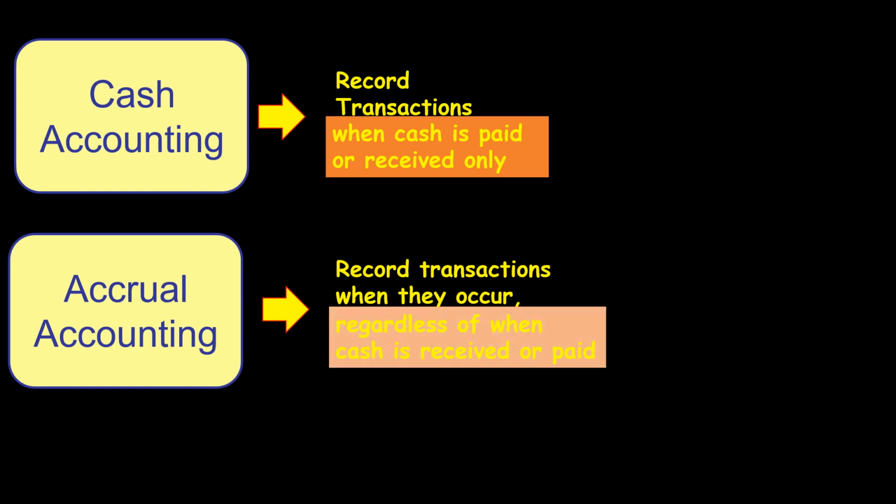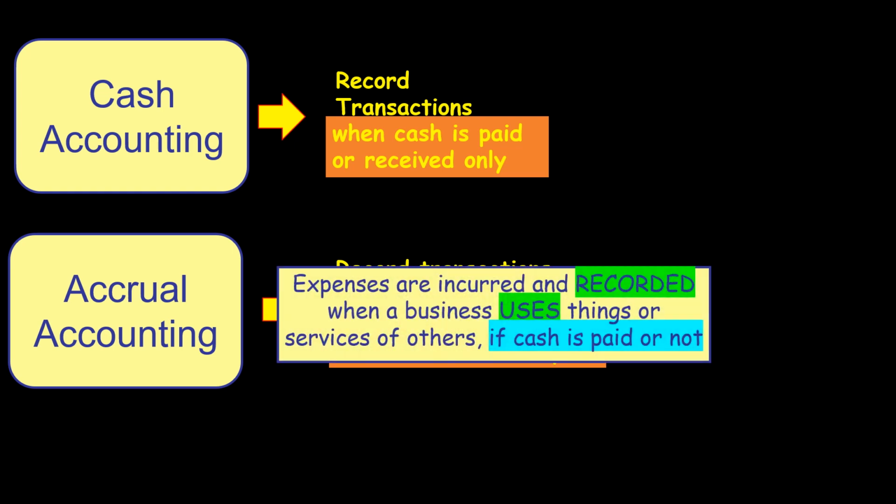Say it could be another week, and that's when the sale will be recorded. In accrual accounting, this is not the case. Accrual accounting does not look at when cash is received or paid, rather it looks at when a transaction occurs. So when does a transaction occur? Expense transactions are incurred, or they occur, and are recorded when a business uses things or services provided by others. Whether cash is paid or not, we don't look at that.